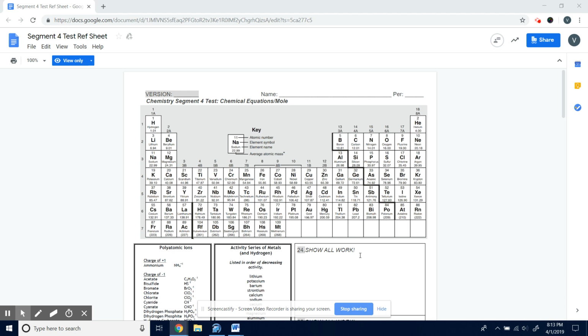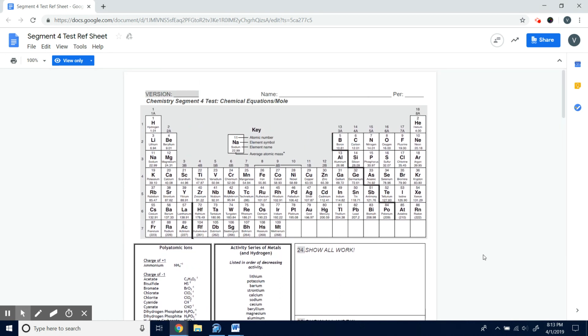Alright guys, so I figured that I was going to screencast a video showing the example problems on the review sheet. So first off, I wanted to show you guys your reference sheet that you'll be able to use for the upcoming exam on Thursday, okay?